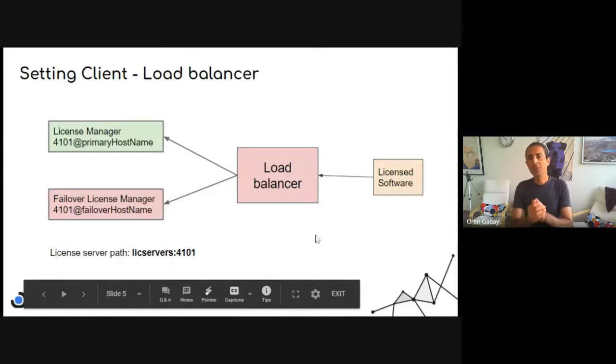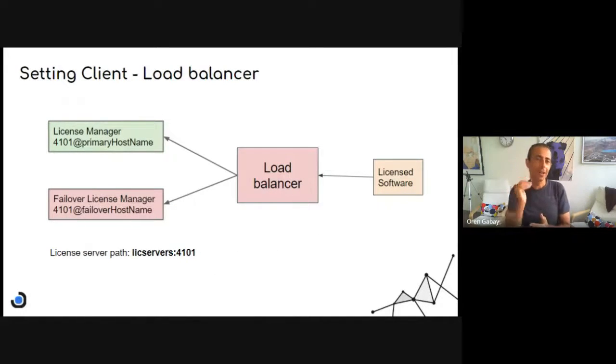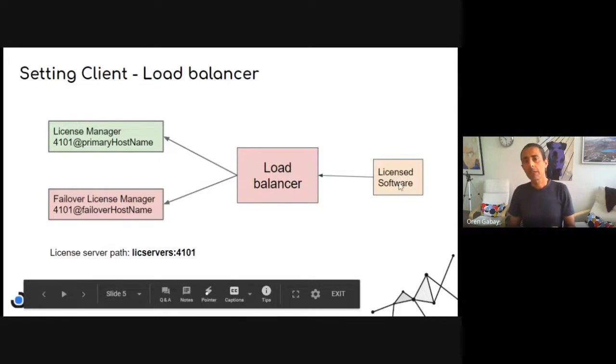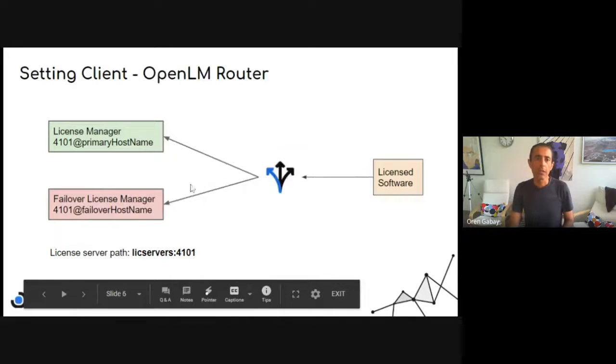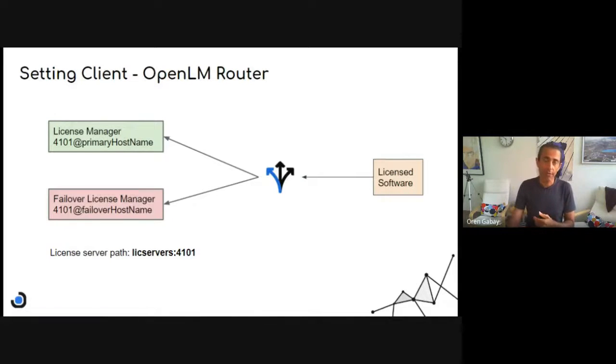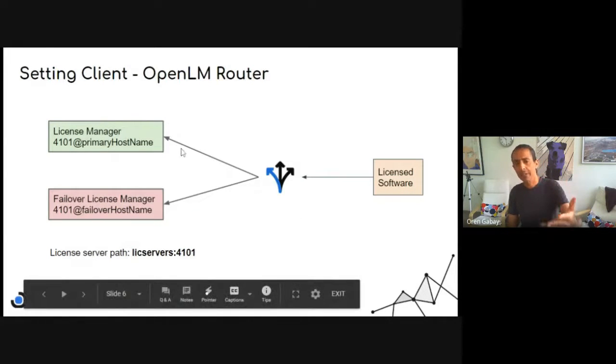The other method, which I didn't personally try with RLM, but I'm sure it should work, is that you can implement a load balancer. You put a group there, and the license software only sees this, but the software is actually using either available license manager. I'm sure that this will work. The second approach, which is much more powerful, is using OpenLM router, and in that case, it will do the switch, and it will also provide a lot more functionality.